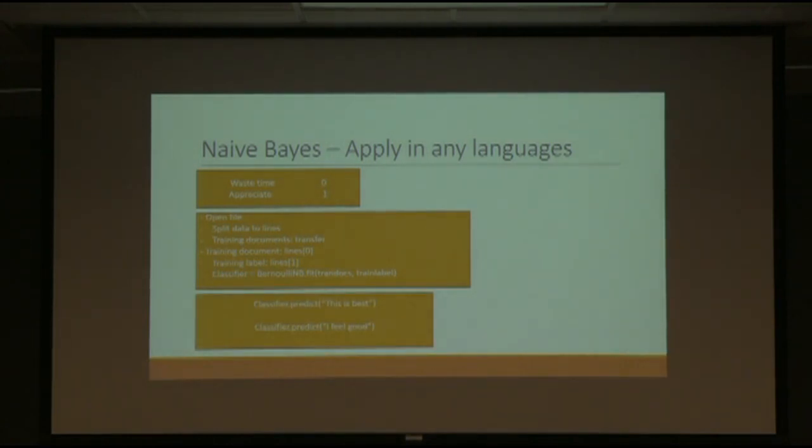Now, it's time to test it, right? You say, this is the best, which means, okay, if we say, hey, predict, this is the best, it will return positive if it worked accurately. And then, hey, I feel good, it will return positive. I say, I like book, it will return positive. 0.7 is greater than 0.4. Any questions so far?